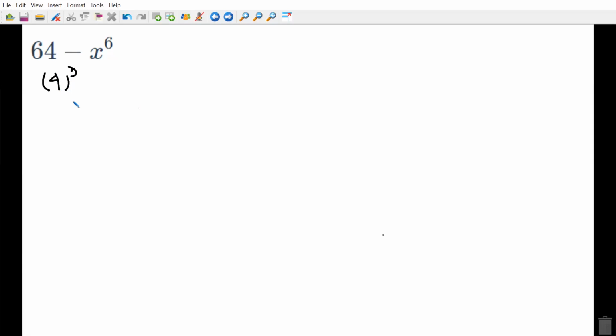4 to the third, parentheses, and x, parentheses, x minus, parentheses, x to the second power, parentheses, to the third. I put it like this. Good job. Popcorn.